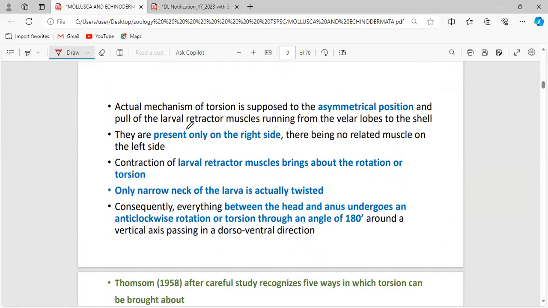Now, okay. We know that a torsion is, again, a muscular contraction. Contraction of which muscles? Retractor muscles in the larva brings about the rotation. So what brings the rotation? That will be the question. Retraction, contraction of the metameric... Metamerism means segments. Metameric segmentation is predominantly seen in the phylum Annelida.